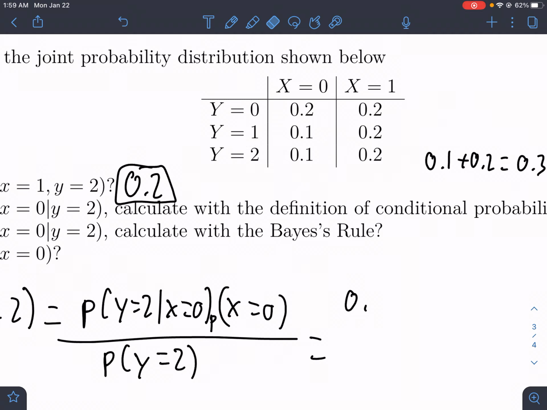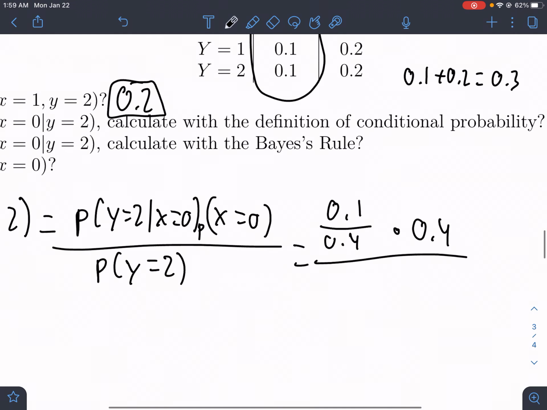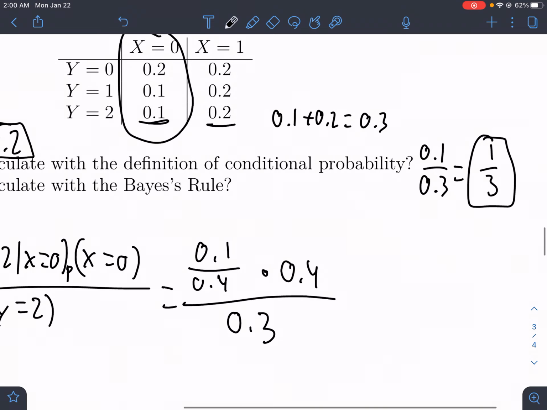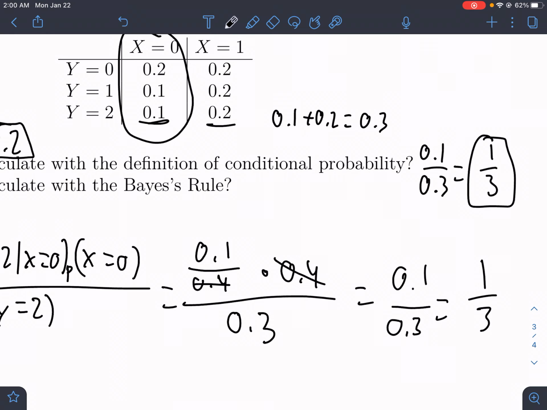Well, let's do this out. So y equals 2, given that x equals 0, so we do this. We see that there's 0.4 chance of x equals 0, and of those, 0.1 for y equals 2, times x equals 0 here, so that's just going to be 0.4 over probability that y equals 2, that's 0.3. So these can cancel, and we're left with 0.1 over 0.3, which is 1 over 3.